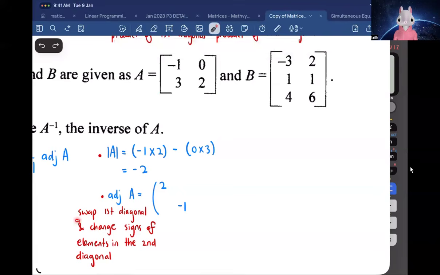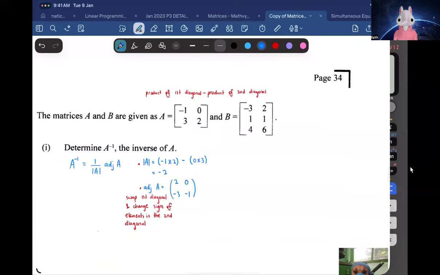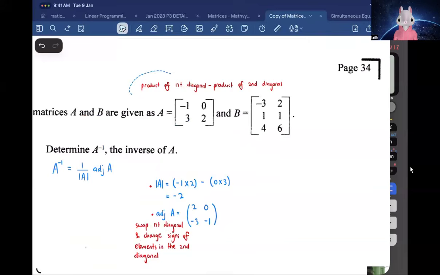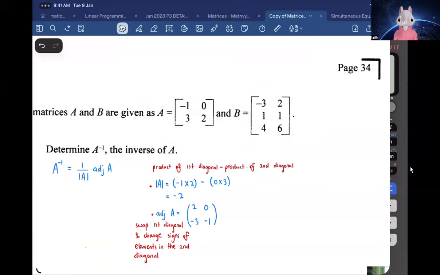So you're swapping the first diagonal, and then changing the signs of the elements in the second diagonal. So you're just changing the signs here: -3 and 0. You can't say -0, so 0 stays in the middle, but that 3 turns to -3. Let me know if you understand this. It's just practice, and you'll get it for sure.